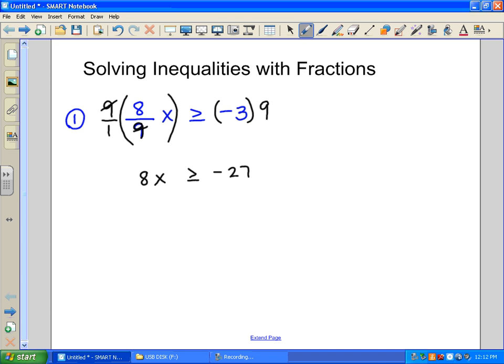Then my next step, divide by the 8 on both sides. I do not need to reverse the inequality sign because I did not divide by a negative. And so I have x is greater than or equal to -27 over 8.